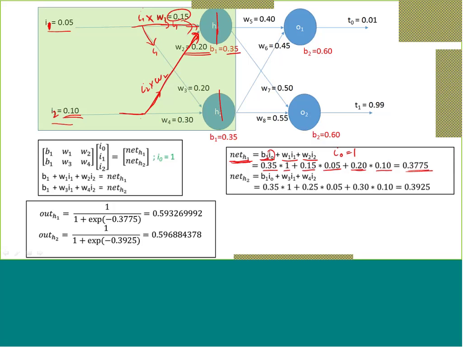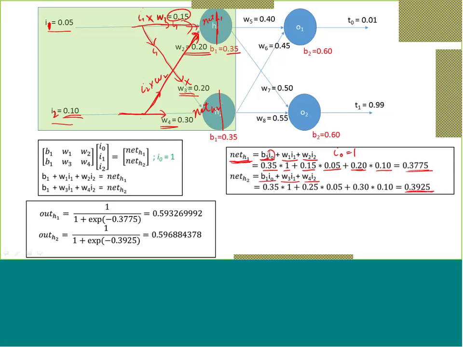Similarly, what is the input to H2? I1 is coming here and gets multiplied by W3, and I2 is coming here and gets multiplied by W4, and I am adding bias to it. When I calculate, I get 0.3925. So this is net H1, and here I am getting net H2. These are the two inputs that I am getting on these nodes.